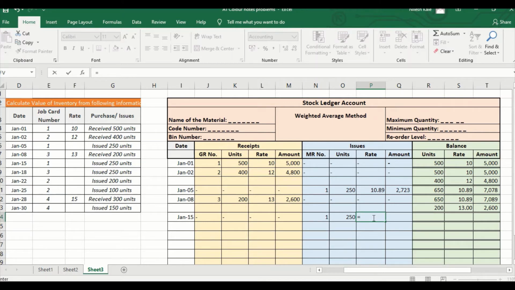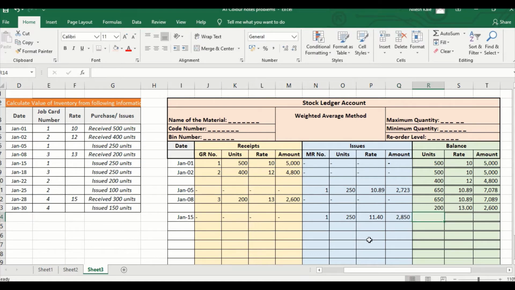It is 9689 divided by 850. Why 850? Total number of units. I have used the same formula here. So 11.40 is the weighted price that I am issuing. Now here I am going to calculate simply this 250 units into 11.40. 250 into 11.40.